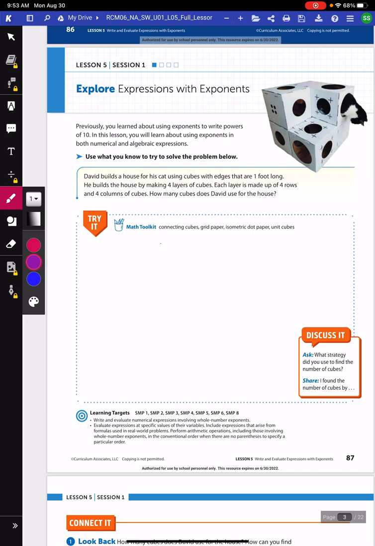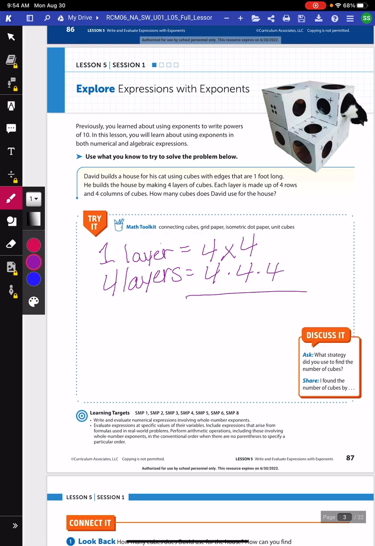So we know that the number of cubes in 1 layer equals 4 by 4, so the length times the width. And in 4 layers, it would equal 4 times 4 times 4. And so we know that the total number, which would be 4 times 4, is 16. Bringing down the rest of the problem, 16 times 4 is 64. So he uses 64 cubes for the house.